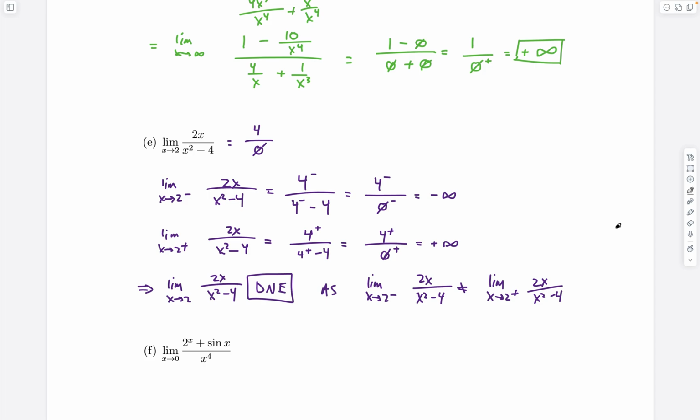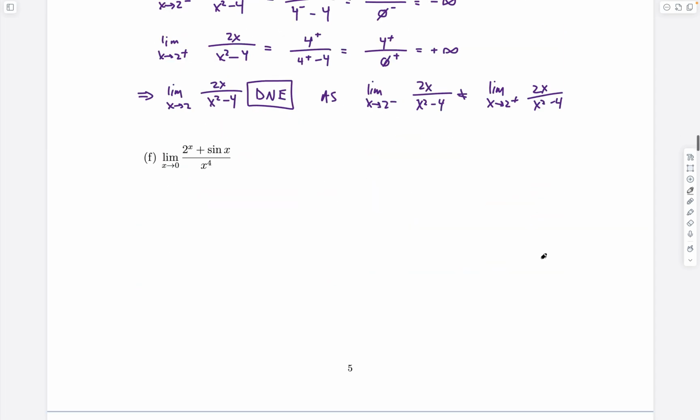Okay, we're almost there, right? Question 2, part F. We're going to wrap this up here. So in part F, we're asked to take the limit as x goes to 0 of 2 to the power of x plus sine of x over x to the 4.